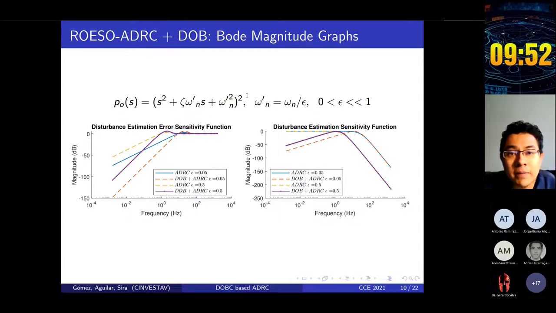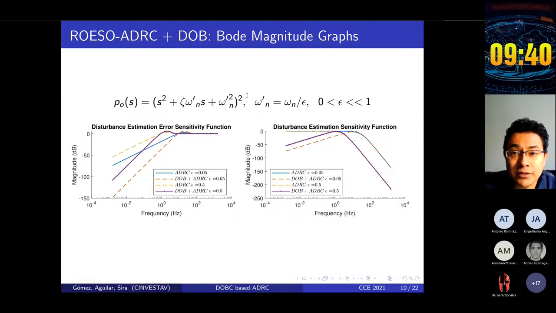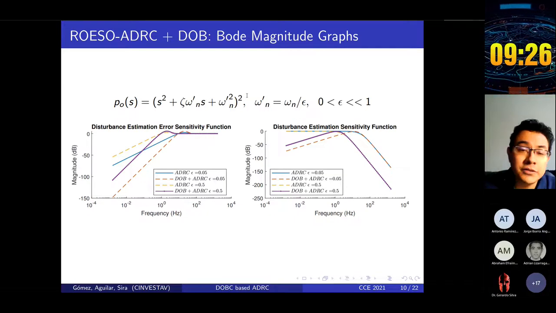If we take the magnitude plots of these both transfer functions, we can see a clearer improvement of the proposed scheme. We can see an accurate estimation of the disturbance, but it's clearer on the disturbance estimation error sensitivity function, where we can see an improvement on the disturbance attenuation, where the attenuation slope is twice with respect to the classical scheme.